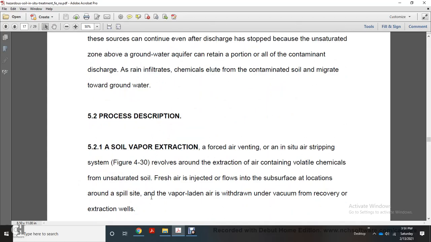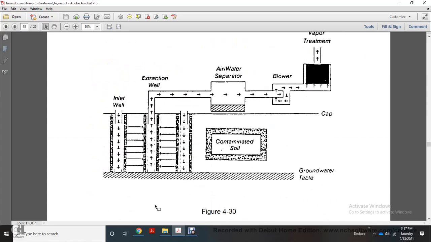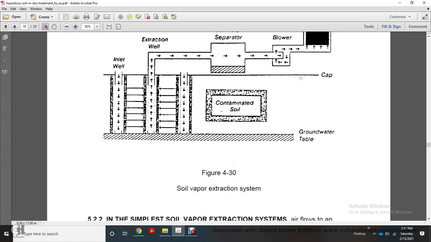Process description. Soil vapor extraction is a forced air ventilation, or stripping, system that removes air containing volatile chemicals from unsaturated soil. Fresh air is injected below the soil surface to the locations of the spill site, and vapor-laden air is withdrawn under vacuum for recovery from the extraction wells. Figure 4.3 shows a soil vapor extraction system: inlet well, extraction well, air and water separator, contaminated soil, groundwater table, cap, blower, and vapor treatment.